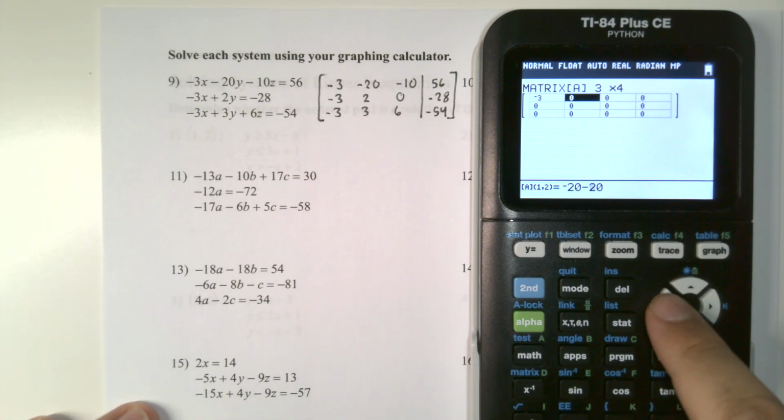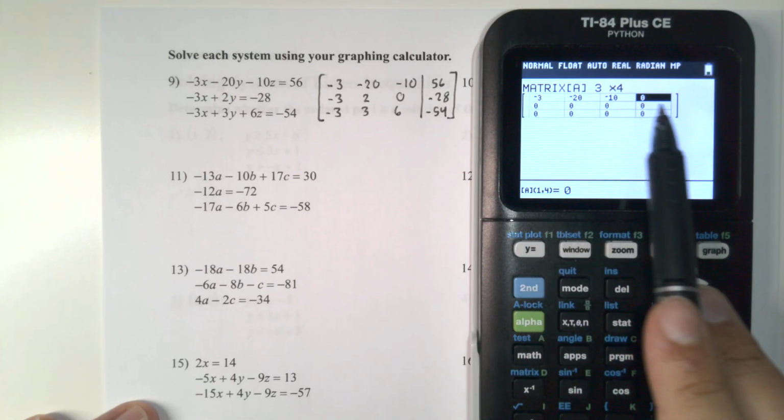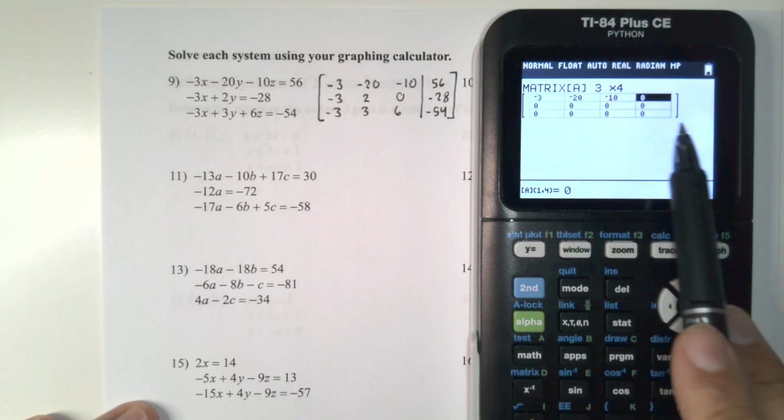So I'm going to delete that. Of course, we can do delete, delete, delete. But now we have -20. Then we have -10. And every time you hit enter, it's just going to go from left to right as if you're reading: left to right, down a line, left to right, down a line, left to right.